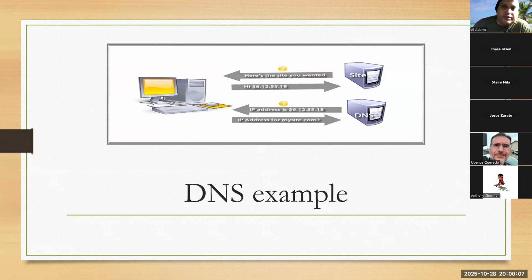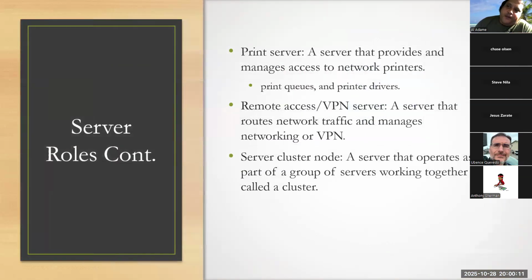DNS is pretty straightforward. This is what it does. It doesn't do anything else. So I showed you a brief glimpse of a print server. A print server provides and manages access to network printers. Print queues, for what they're called, is what the little printer icons were. And it also hosts the print driver.